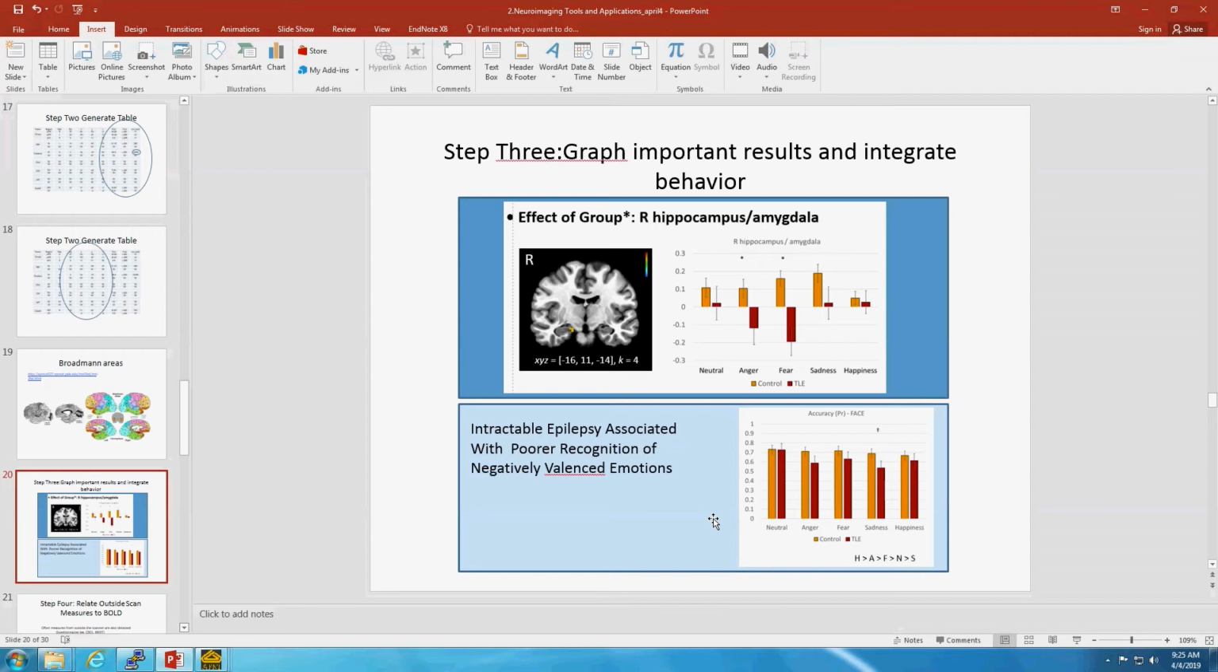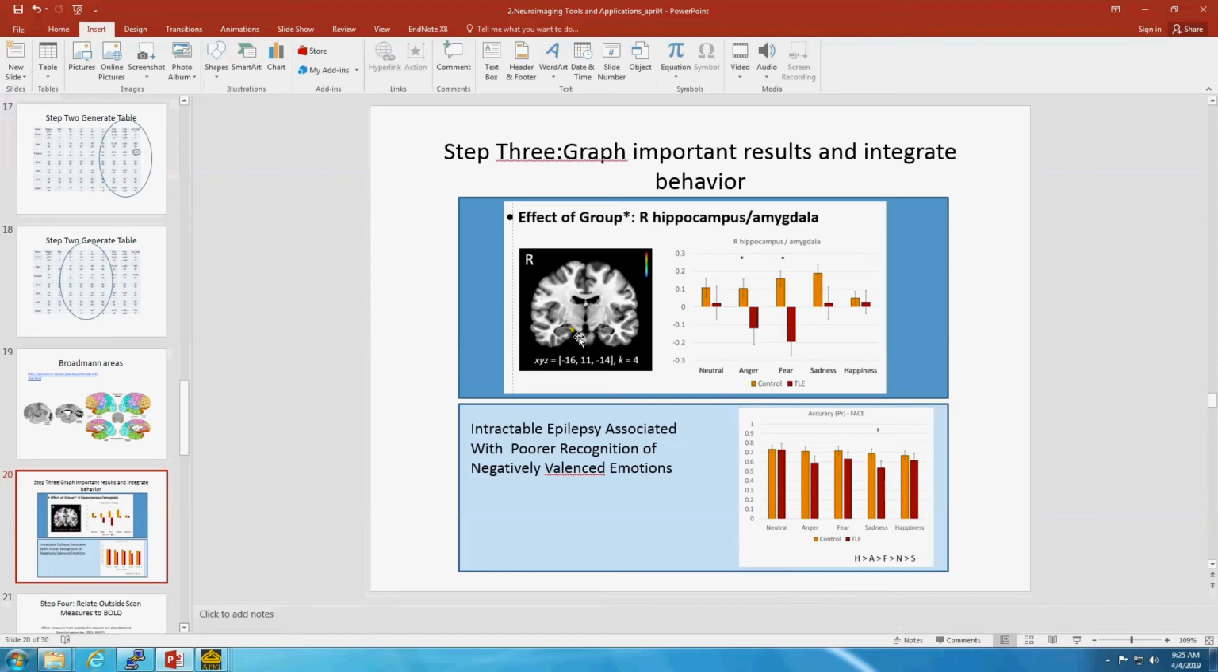So this is something I think is important. And then you can get this little area here. So here's the XYZ coordinate. K is another way people refer to how big the cluster is. So K of 4 is pretty darn small, but it's a pretty cool area. So then what you do is you want to understand what is that group.